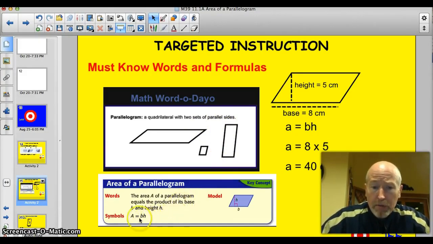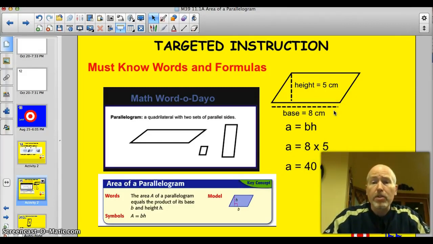The official formula for finding the area of a parallelogram is A equals BH. So here's a parallelogram. We've got the base and we've got the height. Let's apply the formula. So A equals BH. So A, the area equals the base, which is 8, times 5. So the area equals 40. And of course that's in area, so it's centimeters squared.